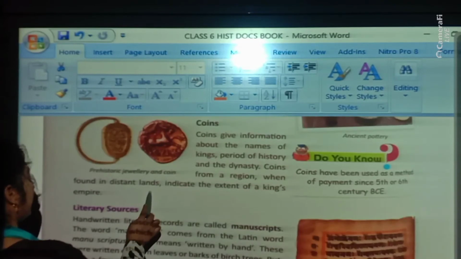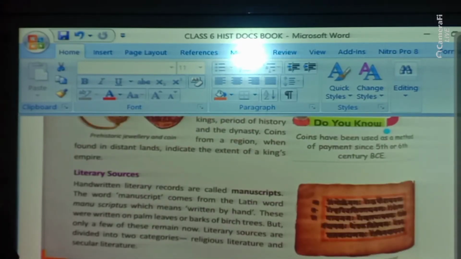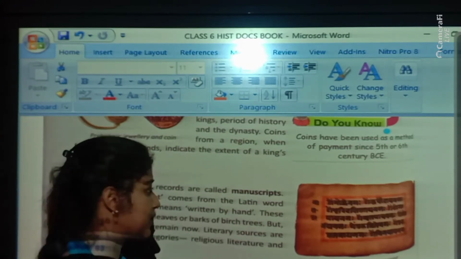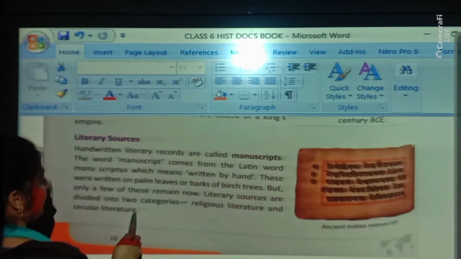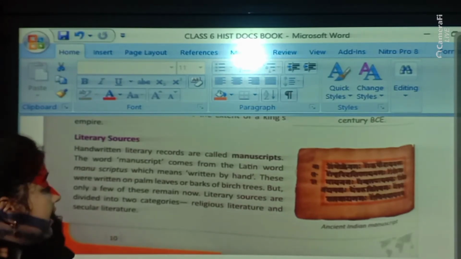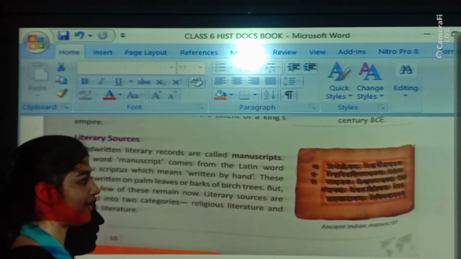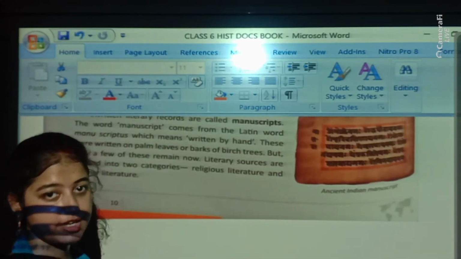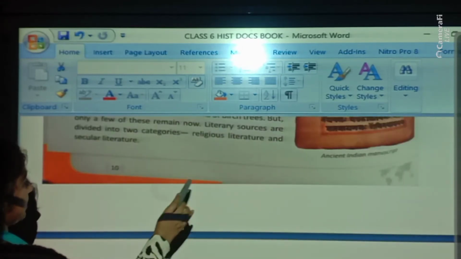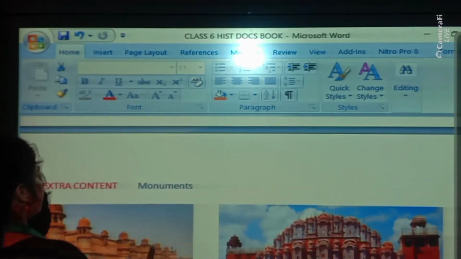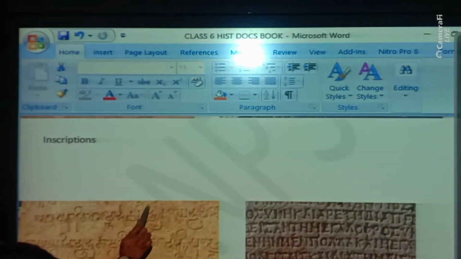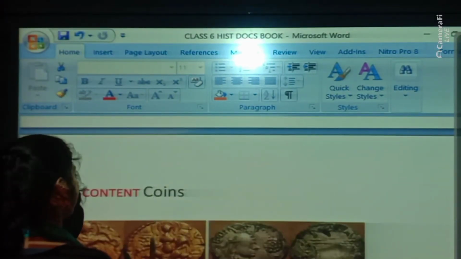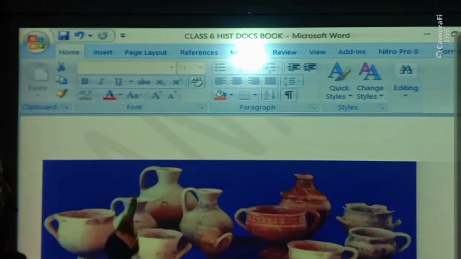Now what is a literary source? They are handwritten manuscripts. Manuscript is a Latin term, from manu and scriptus, right? They were written on palm leaves or bark of birch, so it is kind of hard to archive. Some are archived, but some are hard to archive. It is religious and also secular. Now you had in a previous session all these images, coins, artifacts, monuments, right?